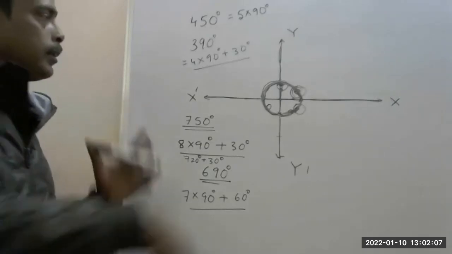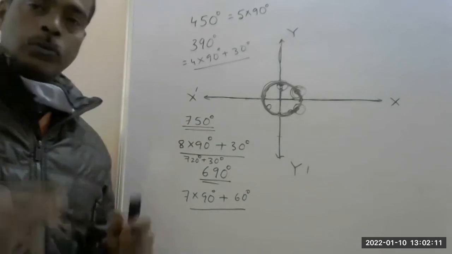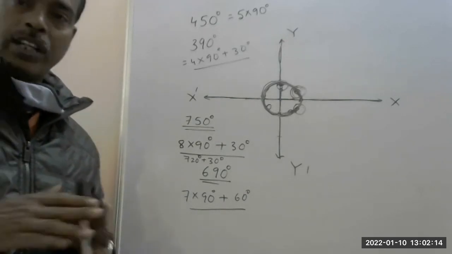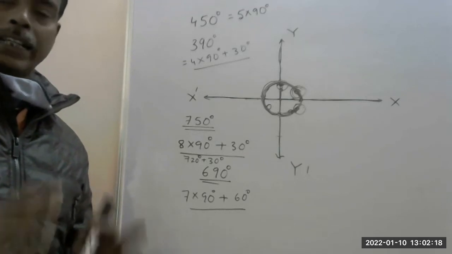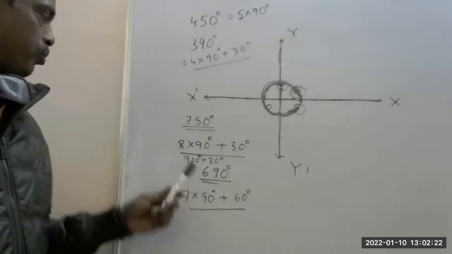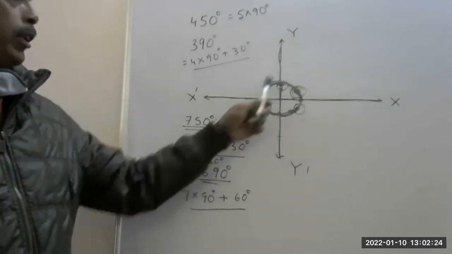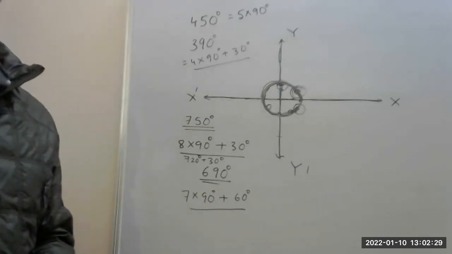So by this kind of rotation, whichever angle is given, we have to divide that angle by 90 degrees. Then we find it in this form. Then it will be easy to find where it is situated.